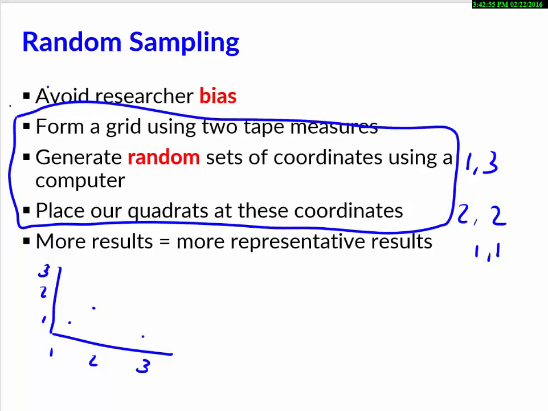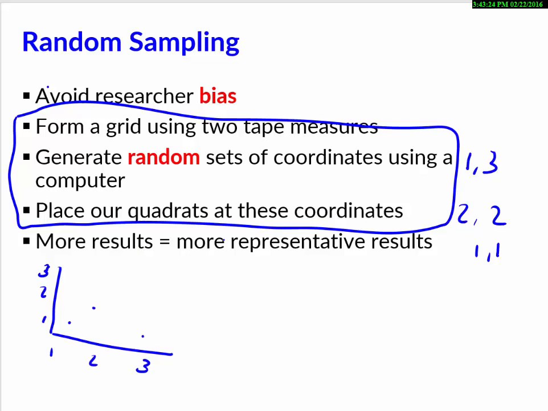So you'll often get asked, say, count the number of dandelions in a field. How would you go about sampling it randomly? And then you just need to say this. You would need to say that you would form a grid, and you would generate random sets of coordinates, and you would place quadrats at the coordinates. And we're going to look at quadrats very soon.